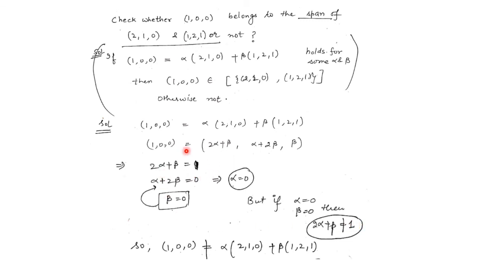So our first equation does not hold, right? It means we cannot find the values of alpha and beta such that this can be written as the linear combination of these two. Okay, it means this does not belong to the span of this set.